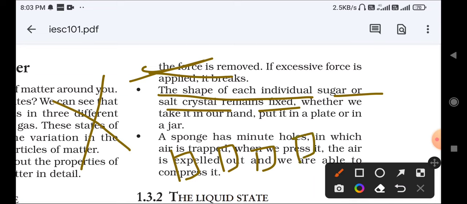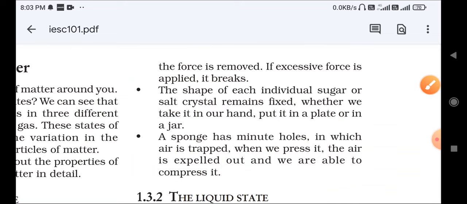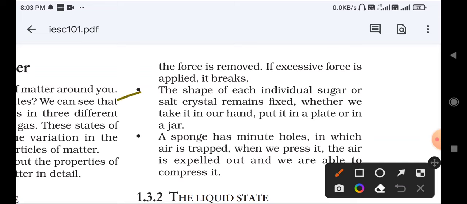These structures remain the same wherever you keep them, in the entire container. Whichever type of container you take, whether circular, conical, rectangular, or square, they will fit into it, but they do not change their shape. The shape of sugar and salt remains as it is, whether you keep it in your hand, on a plate, or in any type of container. The shape of sugar and salt never changes, so that is why these are solids.